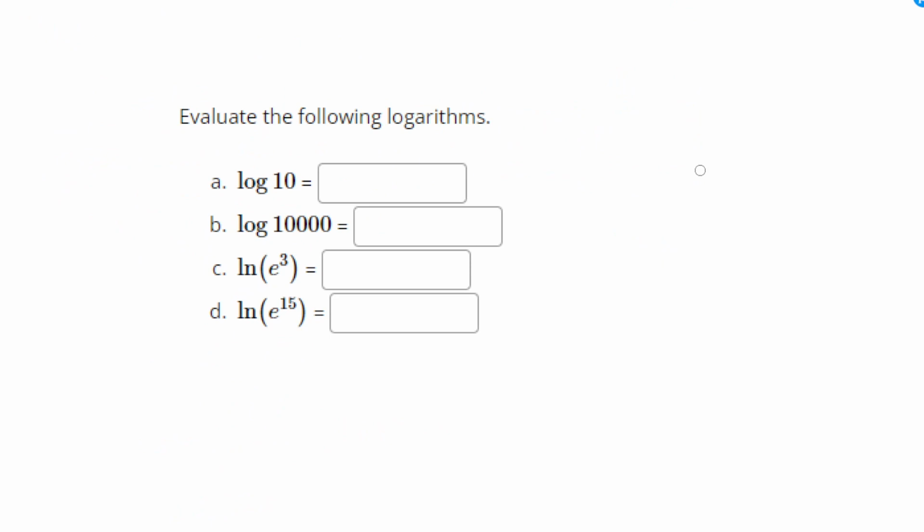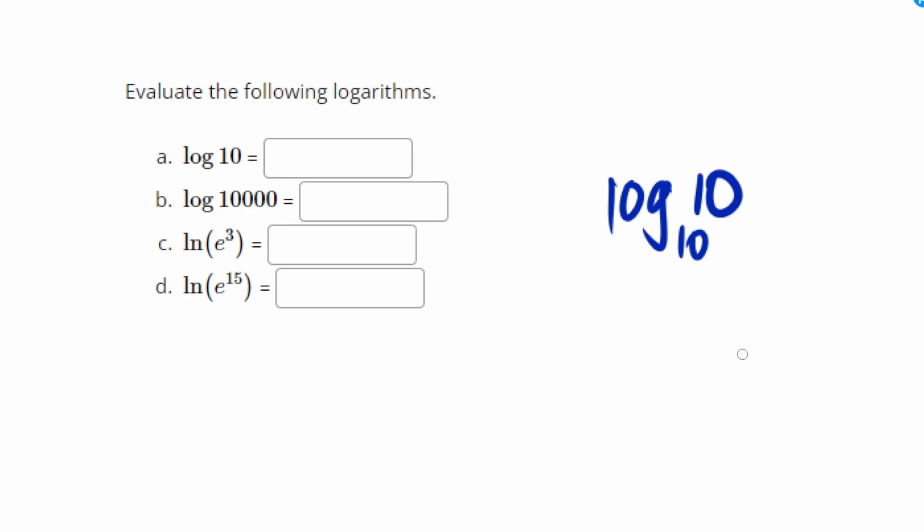Evaluate the following logarithms. Now, if you remember, if you have a log that has no base, it's always going to be a 10 just because that's what we've decided. So log base 10 of 10 is going to turn into 1. Basically this is our answer. If we converted it back into exponential form, it'd be 10 to the x equals 10. X would equal 1 in that case.